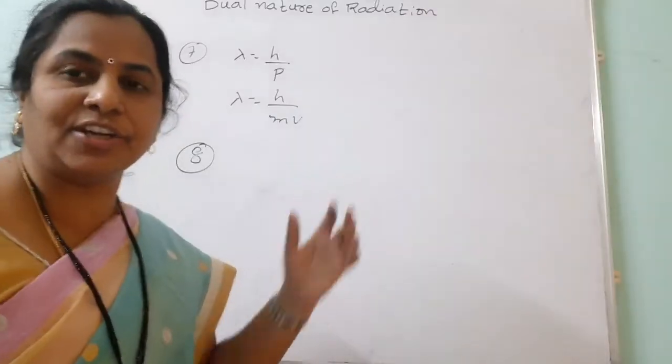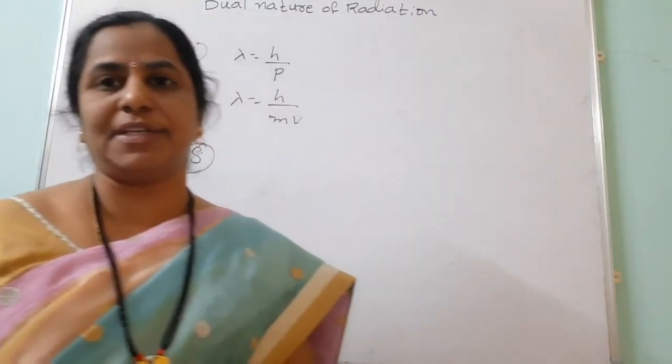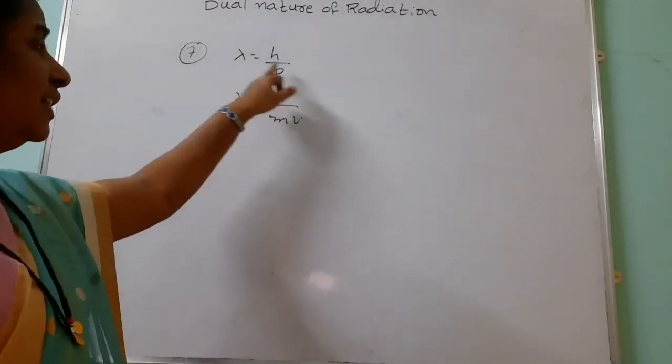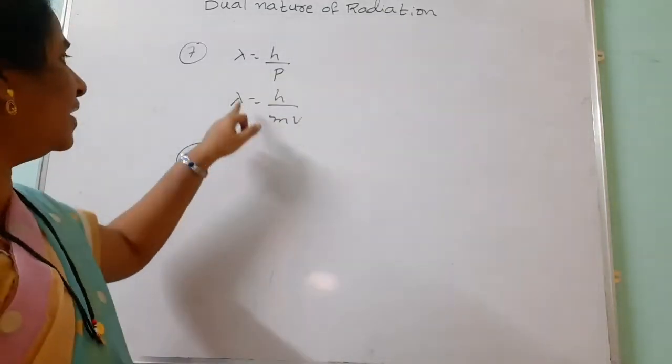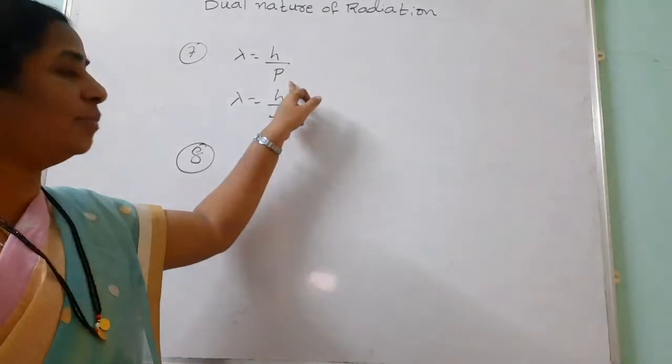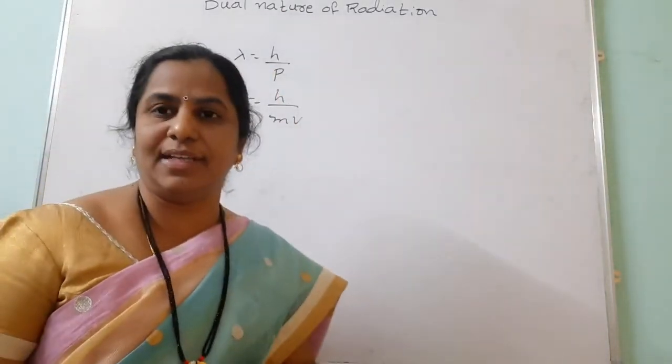The seventh very short answer question is, write the expression for the de Broglie wavelength. He gave the relation between the wavelength and momentum of a particle: lambda equals h by p, where h is Planck's constant, p is the momentum, and lambda is the wavelength of the particle.